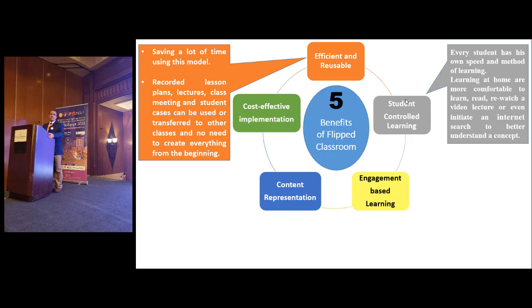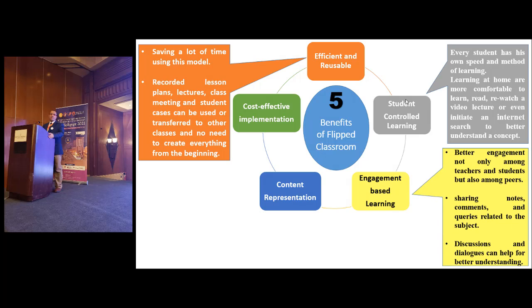The second one is student-controlled learning. That means we know every student has his own speed and method of learning. Learning at home is more comfortable to learn, read, rewatch a video lecture, or even initiate an internet search to better understand the concept. Also, engagement-based learning is another benefit. Better engagement not only among teacher and students, but also among peers. Sharing notes, comments, and queries related to the subjects. Discussions and dialogues can help for better understanding.